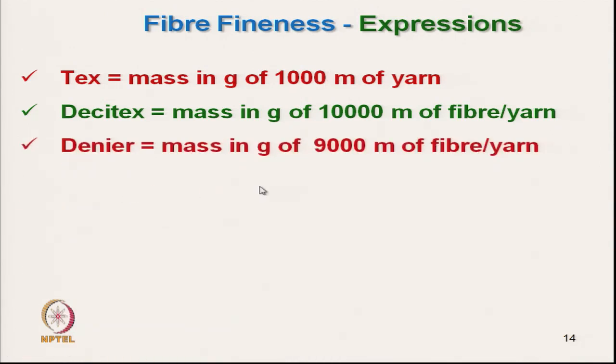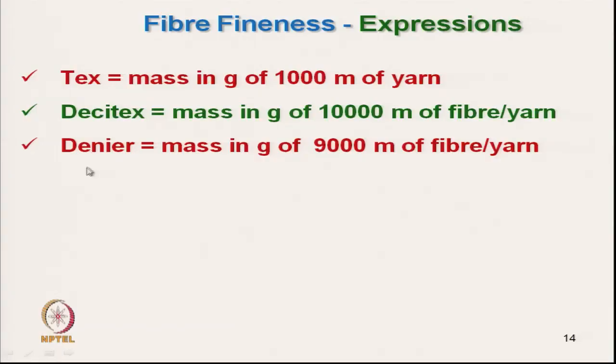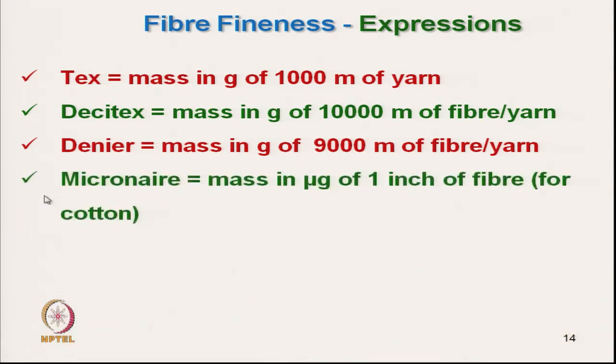Denier is the mass in gram of 9000 meter, so 9 kilometer of fiber will have that mass. Suppose denier is x, if we take 9 kilometer of yarn, the mass will be x gram. But tex, decitex or denier are normally used for synthetic, man made fibers, and for cotton there is another system called micronaire. Micronaire is the mass in microgram per 1 inch of fiber. We can convert micronaire to denier, and denier to tex; their conversion is simple.